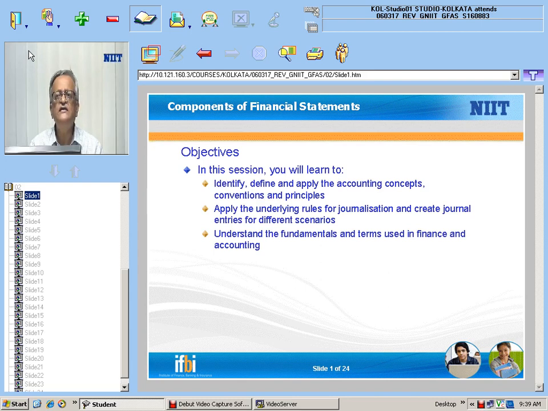And third point is understand fundamentals and terms used in finance and accounting. There are certain terms which we must understand, which are constantly used in finance as well as accounting. So we shall be learning some new words and new terms. You have to get acquainted with all these terms, so please read the ebook on a regular basis and you will be able to understand the meaning of these various words and terms.